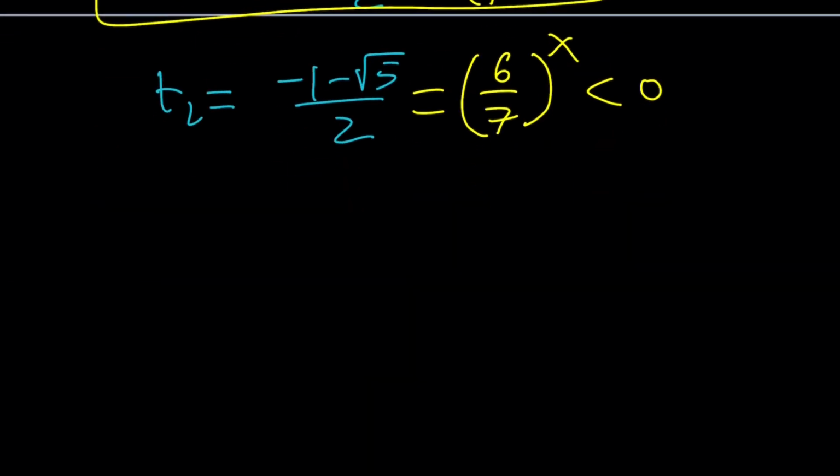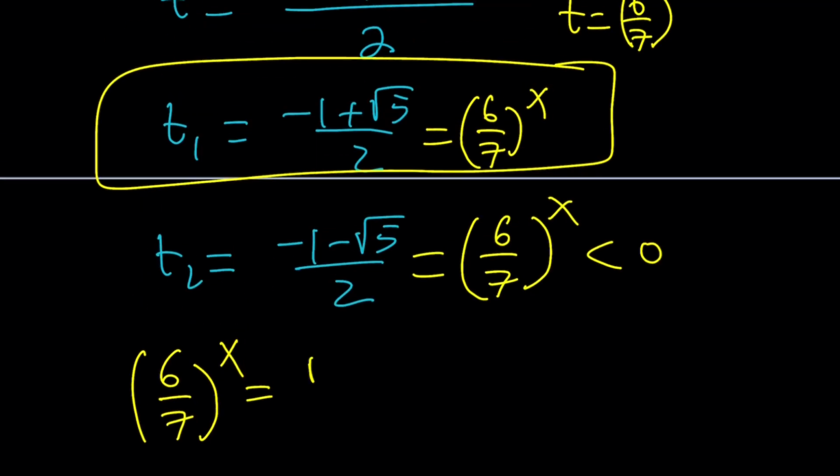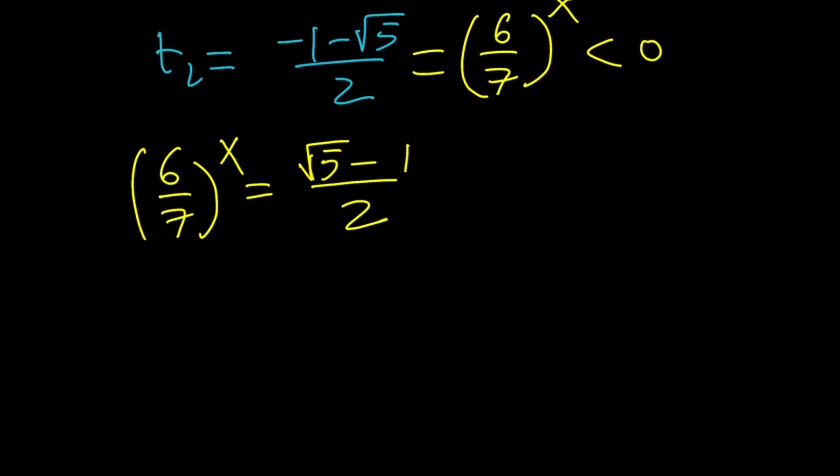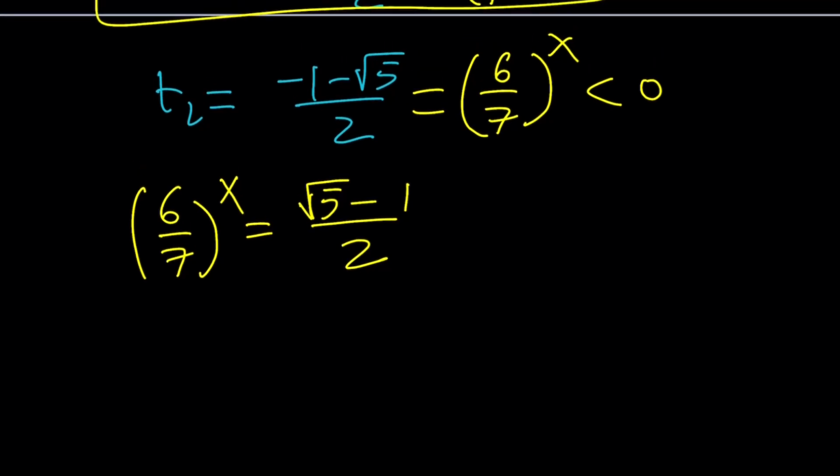If I get 6 over 7 to the power x, and I'm going to write this number as root 5 minus 1 over 2, just looks better. And then we can go ahead and take the natural log of both sides and find the x value. Easiest way to bring down the x. You can also use the definition of logs. Doesn't matter, no big deal. But just ln this and ln that, and you'll be good to go.